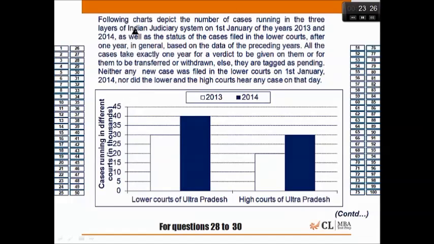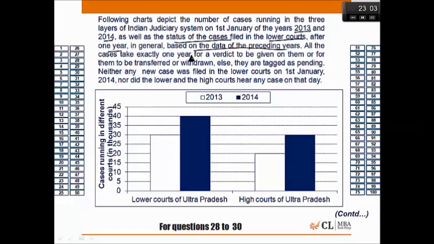Okay, let's try this one. The following chart depicts the number of cases running in 3 layers of the Indian judicial system on 1st January of the years 2013 and 2014, as well as the status of the cases filed in the lower courts after 1 year. In general, based on the data in the preceding years, all the cases take exactly 1 year for a verdict to be given.